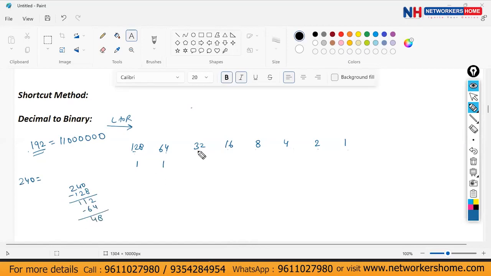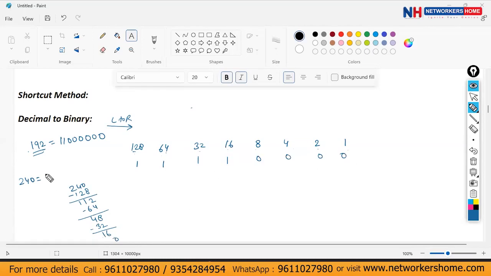Compare 48 with the next value, 32. Smaller. Again 1. Subtract 32. The value will be 16. Compare 16 with 16. Equal. Write 1. And then the remaining will be 0, which means all other values will be 0. And this will be your binary.